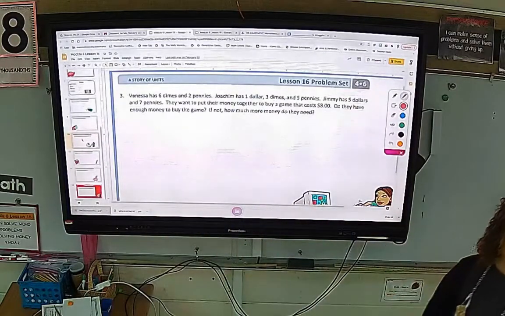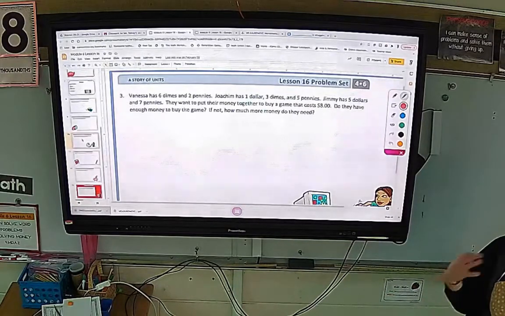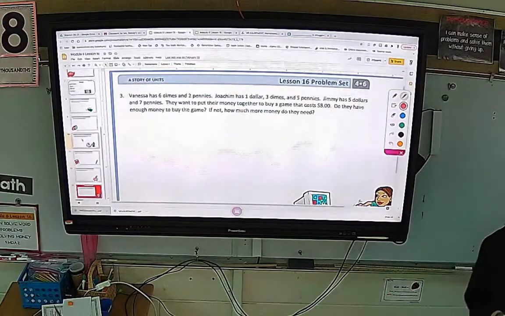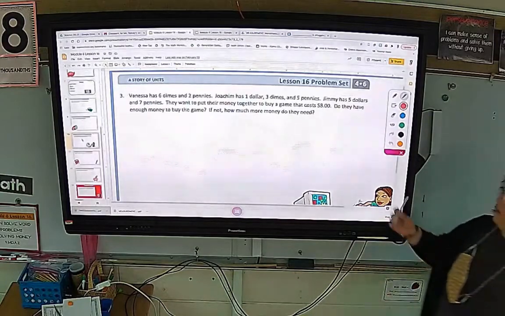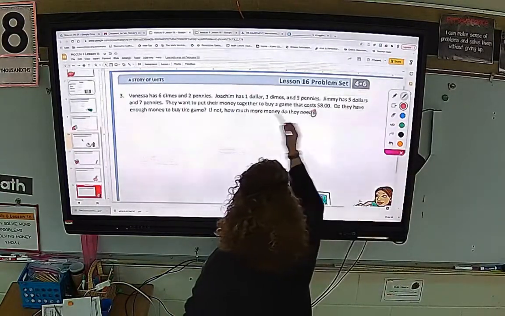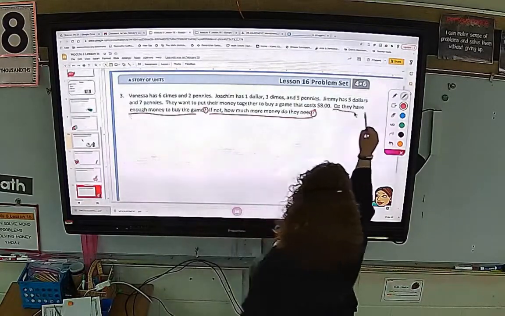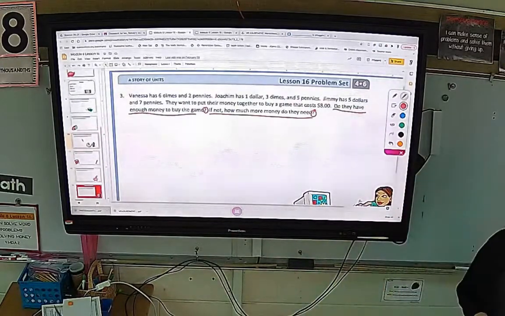Let's see if what you came up with matches how this has worked. So we read the problem. Vanessa has 6 dimes and 2 pennies. Joaquin has $1, 3 dimes and 5 pennies. Jimmy has $5 and 7 pennies. They want to put their money together to buy a game that costs $8. Do they have enough money to buy the game? If not, how much more money do they need? So our actual question is in 2 parts. It's like 2 questions right here. Do they have enough money? And if they don't, how much more do they need?